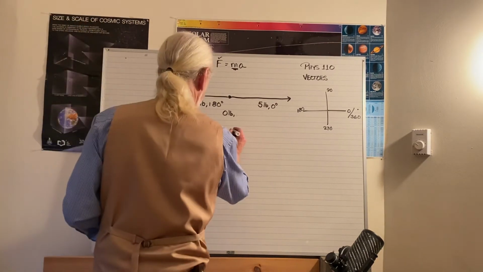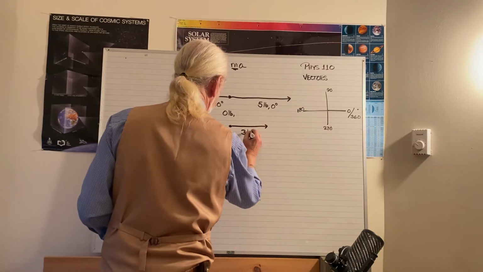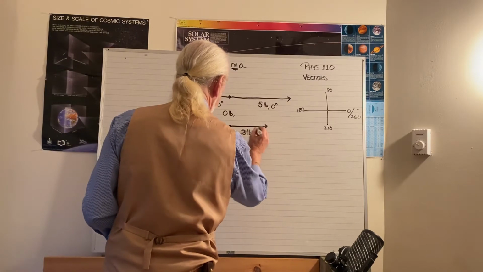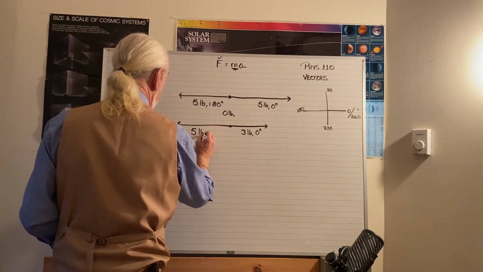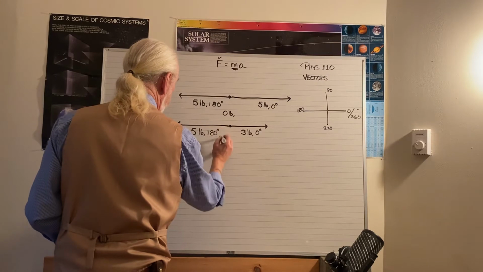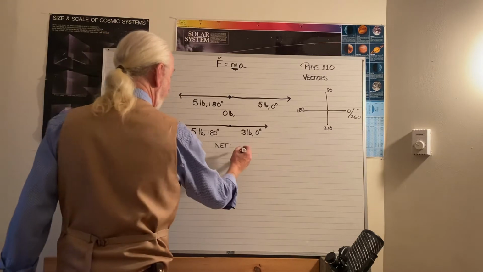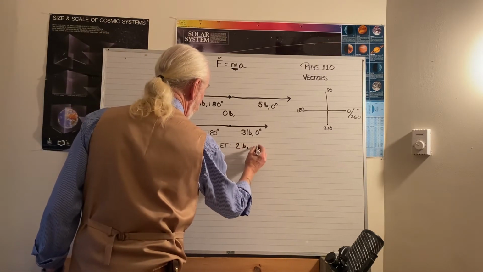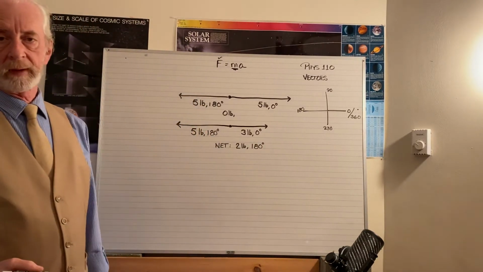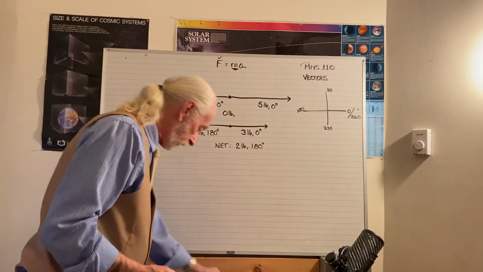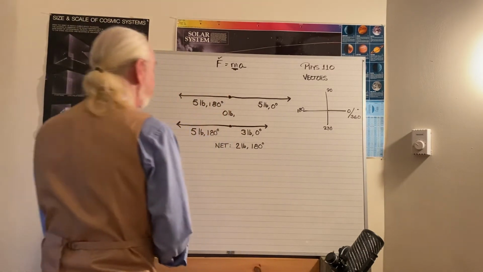What if, on the other hand, I had, say, 3 pounds, 0 degrees, 5 pounds, 180 degrees? The net would be 2 pounds at 180 degrees. Just think of bungee cords. All right. Well, what if we had bungee cords pulling in the same direction?